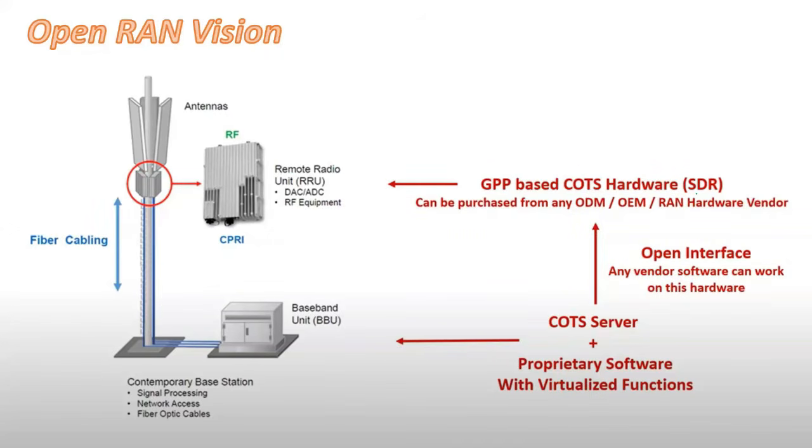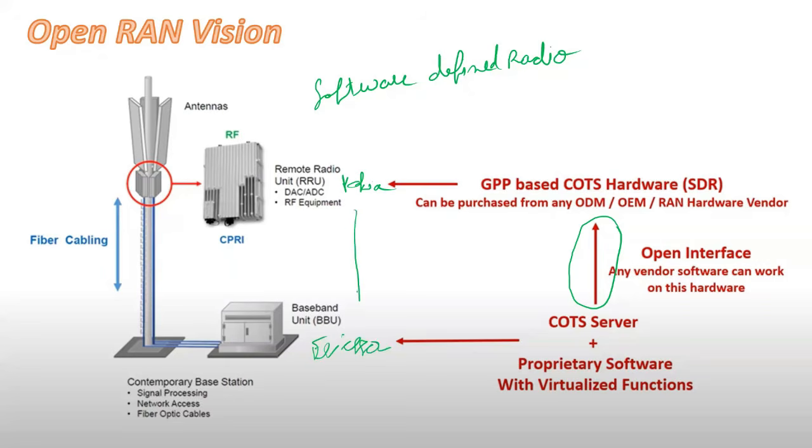And you can see here one term called SDR, which is software defined radio, right? So it can be purchased from any ODM. ODM is original design manufacturer. OEM is original equipment manufacturer, and then hardware vendor. The thing you have to notice here is that the interface between RRUs and the baseband is also open, right? So you can put here RRU of Nokia, you can put baseband of Ericsson, and you can connect these two with the help of this open interface.